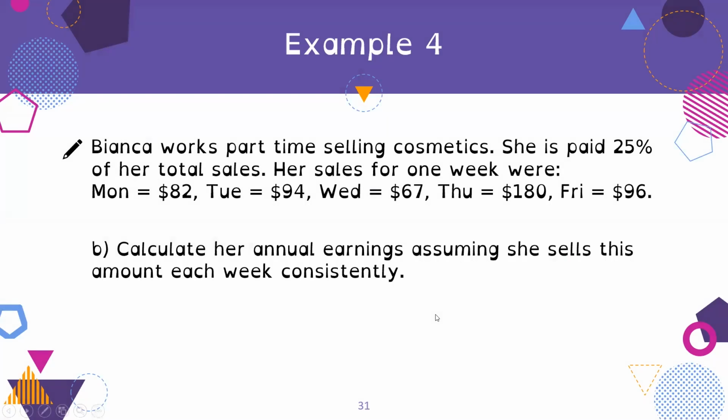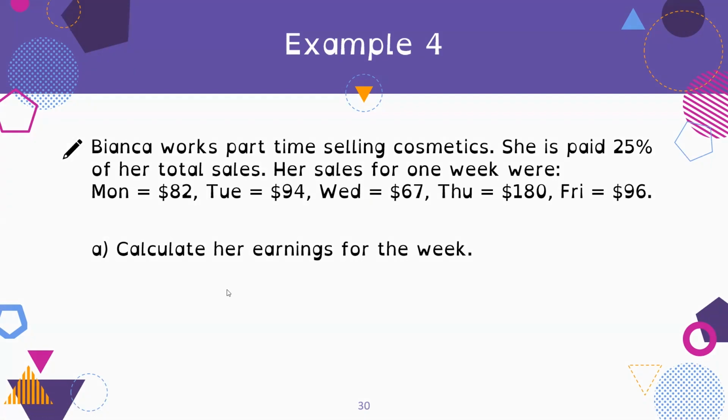Okay, so then part B is calculate her annual earnings, assuming she sells this amount each week consistently. So we know for 1 week she sold $519 worth.